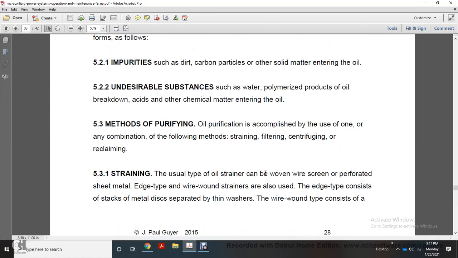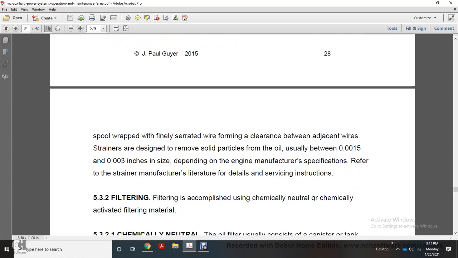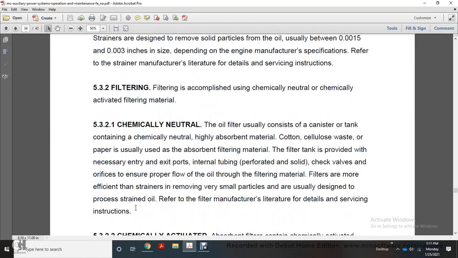Straining: the usual type of oil strainer can be a woven wire screen or perforated sheet metal. Edge type and wire wound strainers are also used. The edge type consists of a stack of metal discs separated by thin washers. The wire wound type consists of a spool wrapped with finely serrated wire, forming clearance between adjacent wires. Strainers are designed to remove solid particles from the oil, usually about 15 thousandths to 3 thousandths of an inch in size, depending on the engine manufacturer specification. Refer to the strainer manufacturer literature for detailed servicing instructions. Filtering is accomplished using chemically neutral or chemically activated filter material.